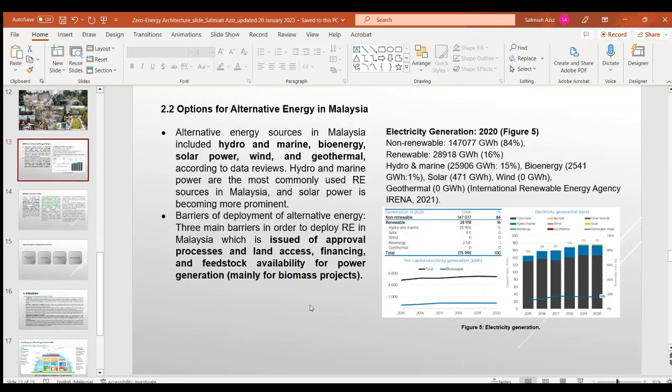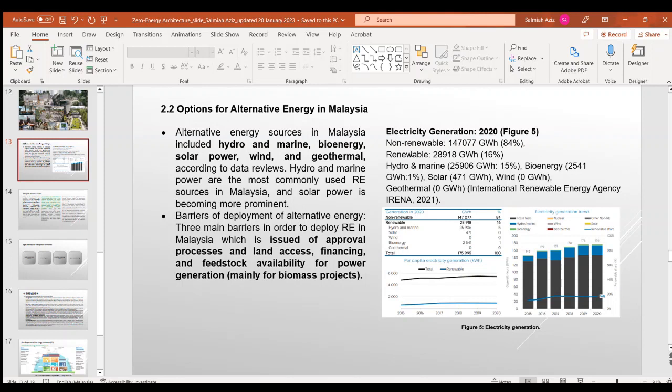Alright, so we go for point 2.2, options for alternative energy in Malaysia. Alternative energy sources in Malaysia include hydro and marine, bioenergy, solar power, wind and geothermal. According to the data reviews, hydro and marine power are the most commonly used renewable energy sources in Malaysia, and solar power is becoming more prominent. Barriers to deployment of alternative energy: three main barriers to deploy renewable energy in Malaysia, which are issues with approval process and land access, financing, and feedstock availability for power generation, mainly for biomass products.